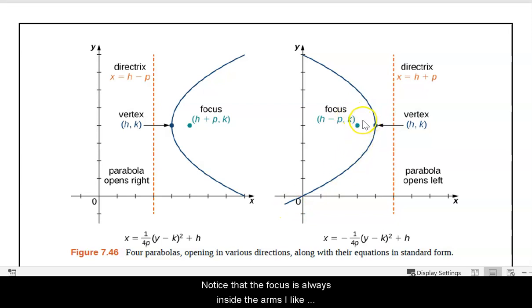Notice that the focus is always inside the arms. I like to say that the parabola hugs the focal point. In other words, it's its focus, so it hugs it. Whereas the directrix is on the back of the parabola. It's curved away from the directrix line.